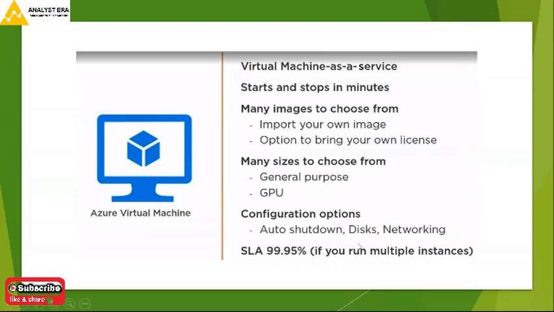You can have multiple disks on your VM. It's nothing like only C. You can configure it to have C, D, E, F, and you can configure networking. And what is it that Microsoft says? 99.95. Now it is 99. This was a previous slide. They moved it to 99 now.